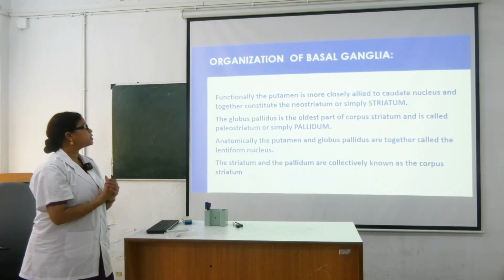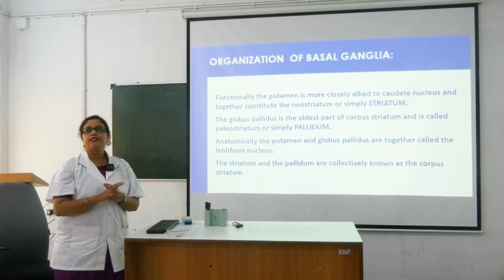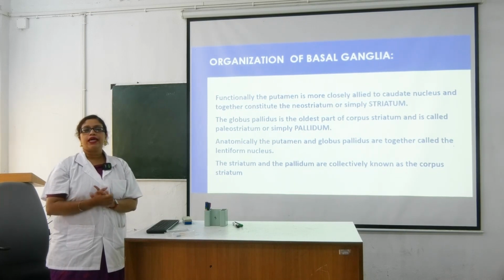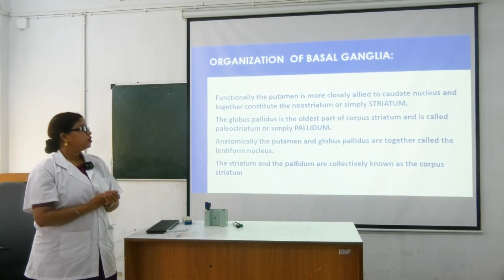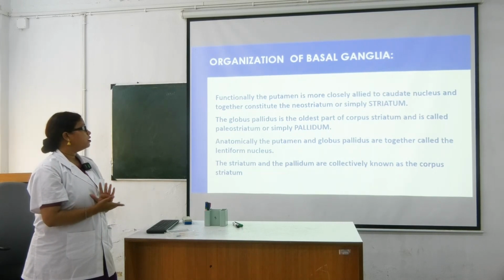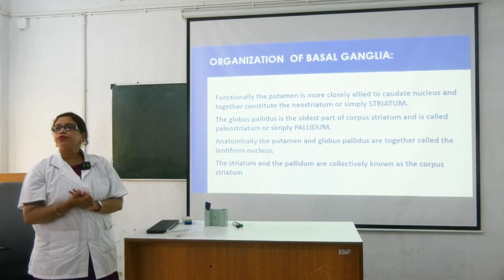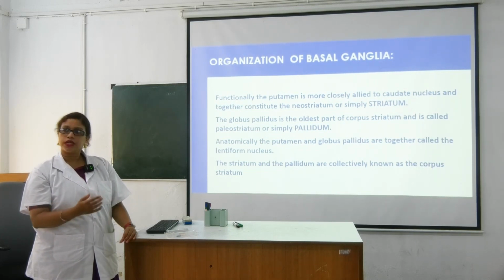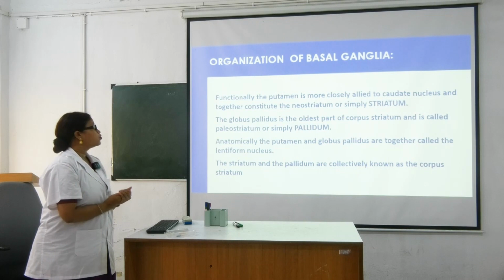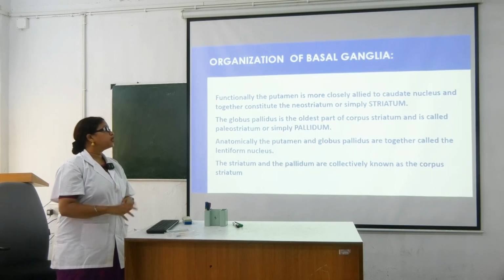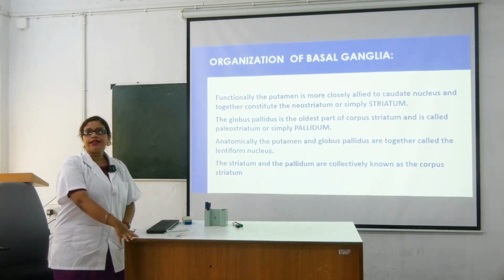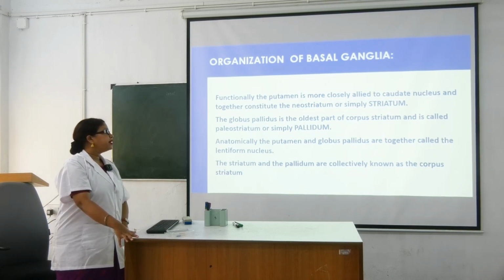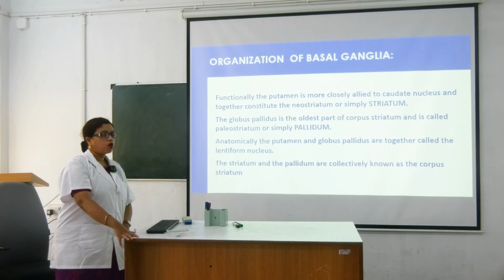Okay, so what is pallidum? The globus pallidus. This is the oldest part, so that is known as the pallidum. MCQ can be asked, so be very careful. Again, if they ask for the parts of the lentiform nucleus, you have to say two: one is the globus pallidus, another one is the putamen. Anatomically the putamen and the globus pallidus together are called the lentiform nucleus. The striatum and pallidum are collectively known as the corpus striatum.